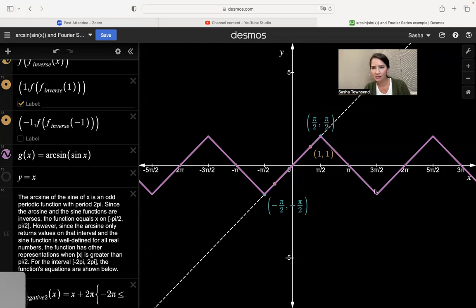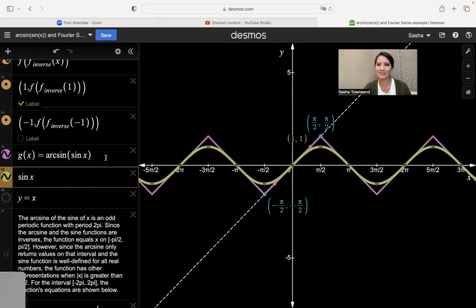And the other line segments, it looks like our slope is -1 from pi over 2 to 3 pi over 2. Our slope is +1 from 3 pi over 2 to 5 pi over 2. So it repeats. And it looks a little bit like our sine function, right? Because a sine function, if we just graph y equals sine of x, it looks like that. So it has kind of the same shape, except we've got these corners.